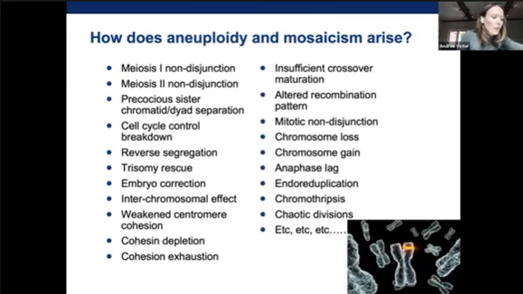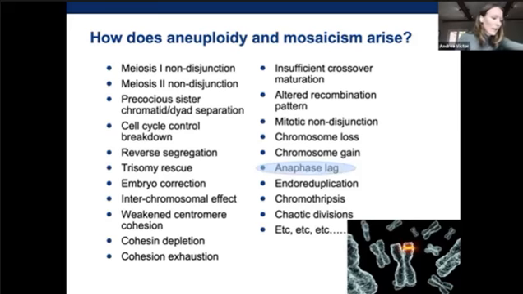So how does aneuploidy and mosaicism arise? There's kind of an endless list here. I'm sure you're all dying for me to go through each of them in great detail. I'm just going to give you one quick example of one of the most characterized mechanisms, which is anaphase lag.